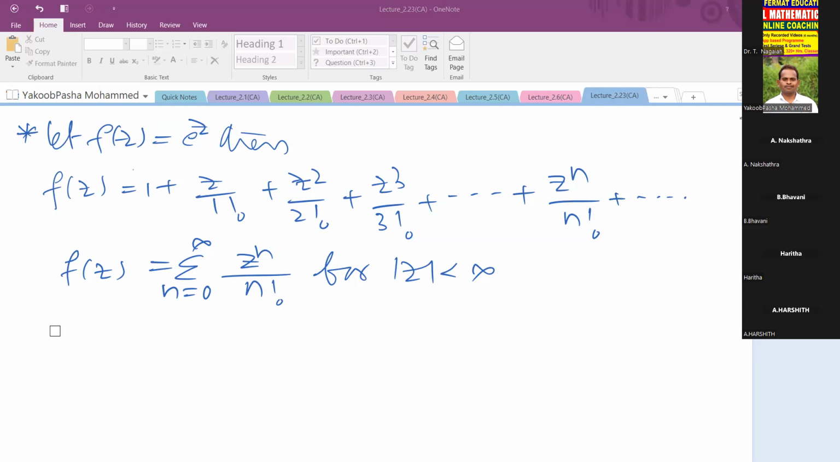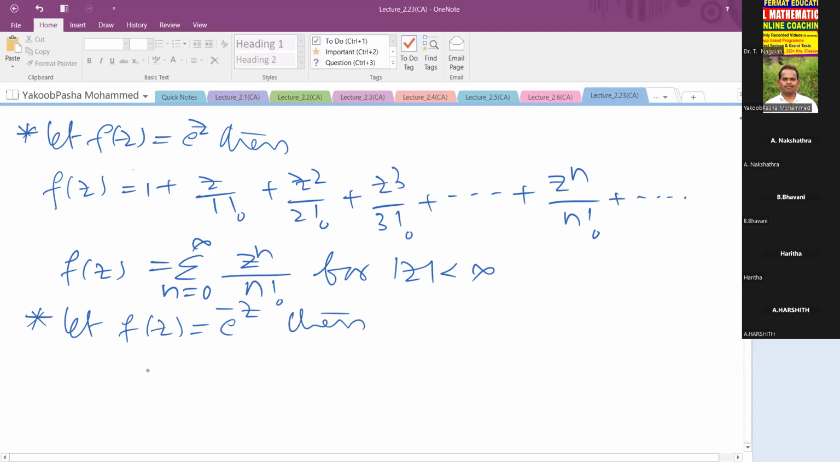Similarly, if we take f of z equal to e to the power of minus z, just replace z by minus z. Then f of z can be represented as 1 minus z by 1 factorial plus z square by 2 factorial, minus z cube by 3 factorial. Even terms are positive, odd terms are negative. Here 1 means z power 0 by 0 factorial. 0 factorial is 1, z power 0 is 1, 1 by 1 is 1. That's why it is also even.